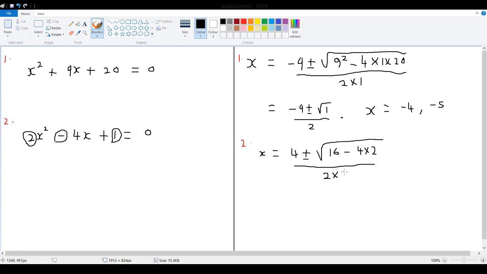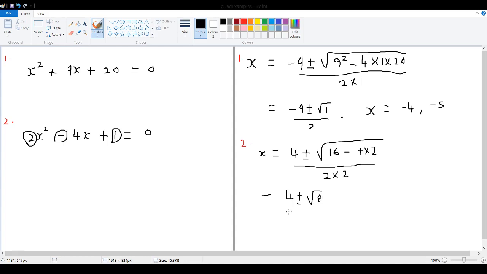So times 2, okay? So always remember to write all these numbers in. Now, what do we get next? We get equals 4 plus or minus. Now we have to work out this thing in the brackets. 4 plus or minus the square root of 16 minus 4 times 2, and 4 times 2 is 8, so we've got 16 minus 8, and that's just 8. So we've got the square root of 8.